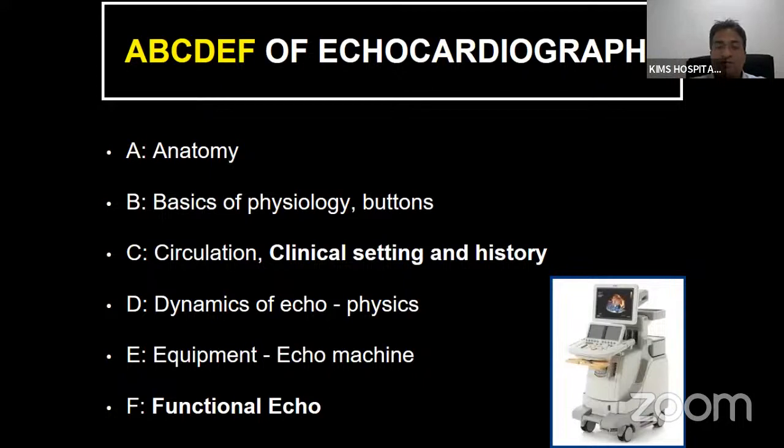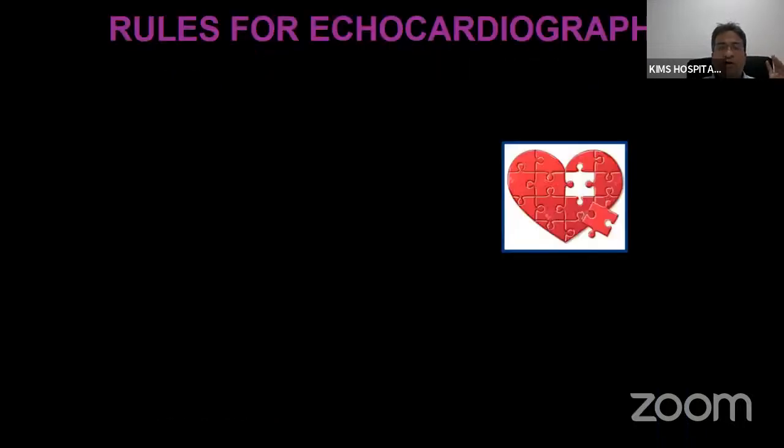First, know the anatomy of the subject, the basics of physiology, and the buttons. There are so many buttons, like on a mobile, but you don't need to know all of them. You should know only 8 or 10 specific and most common buttons. Then the circulation, clinical setting and history; this is the most important word. Sometimes even as cardiologists, when we do echo directly, we don't check this with the neonatologist or pediatrician. Then the dynamics and physics of echo, the equipment, which echo machine and which probes, and the function, to see the cardiac output as well as the fluid status.